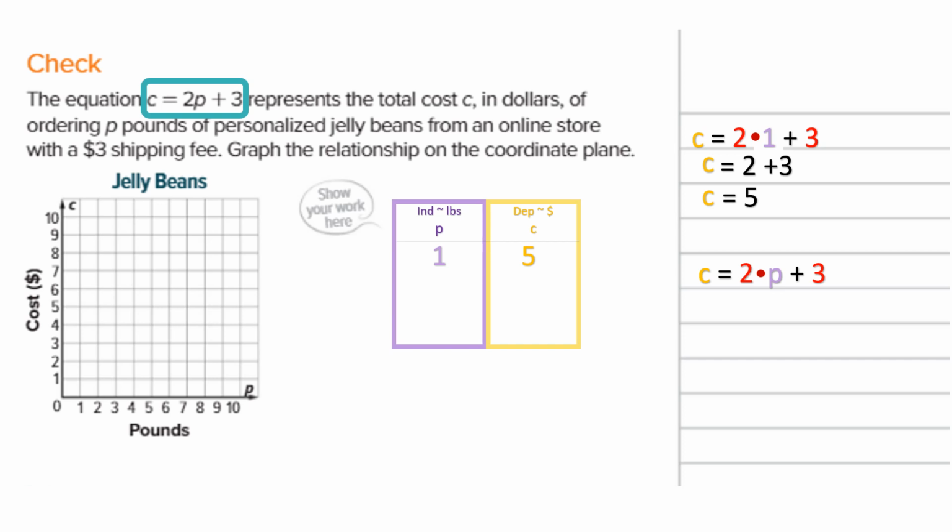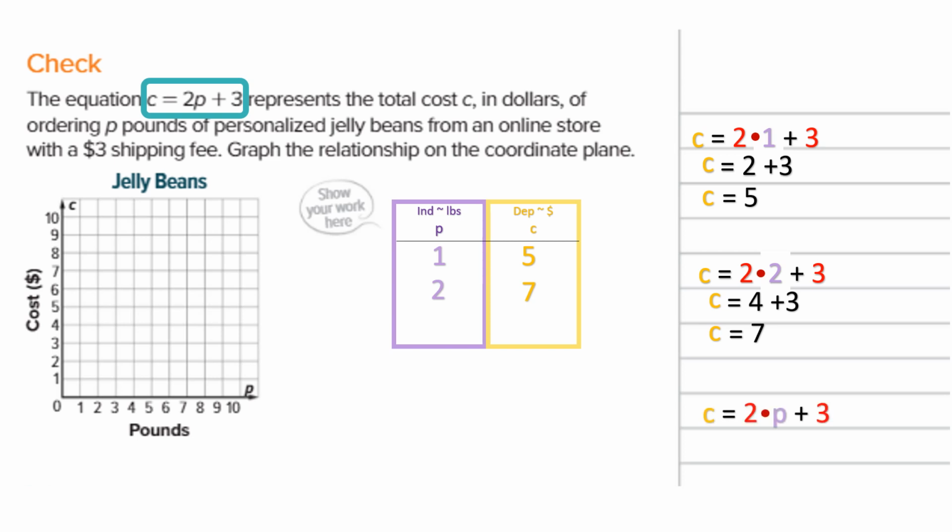Same thing, but now instead of having the 1, I want to use the 2. Right? So if I go forward to the 2, how far up do I have to go? So my independent variable is 2. I have C is equal to 2 times 2, which is 4, plus 3. So therefore the C, my dependent variable, is going to be equal to 7.